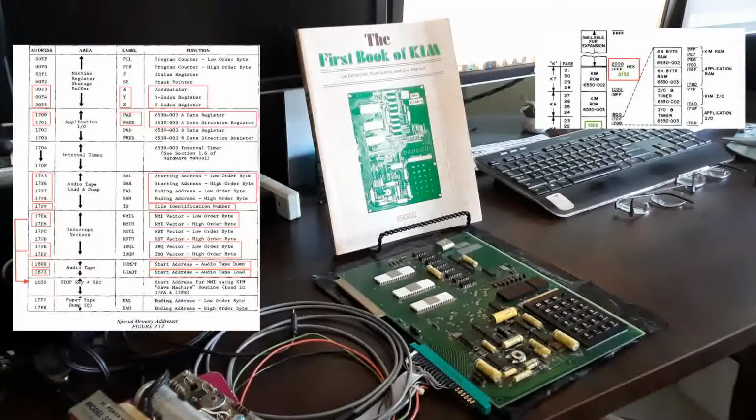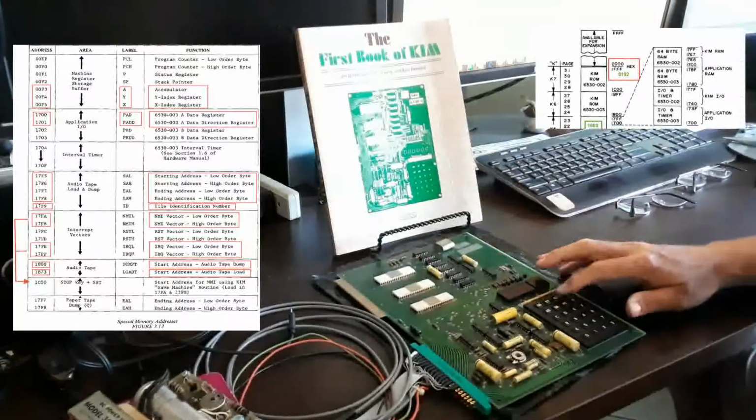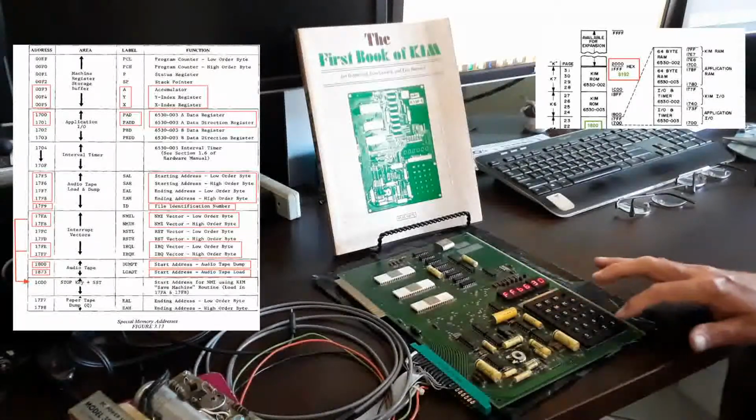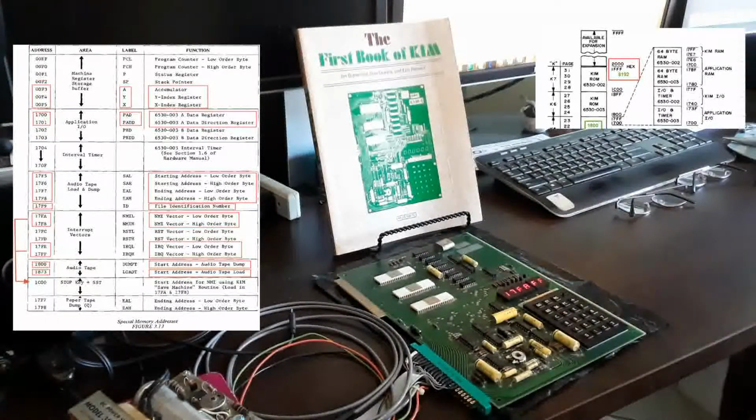So let's go ahead and load those special memory addresses with the correct vectored addresses. First, let's turn the KIM-1 on and press reset. Next, we are going into AD or address mode and selecting address 17FA, which is the low order byte of the NMI, non-maskable interrupt.